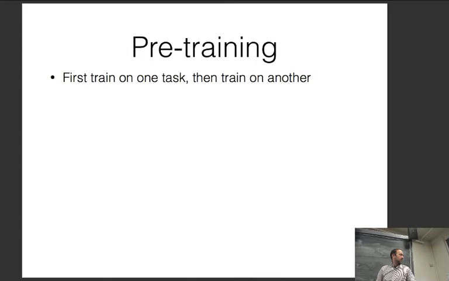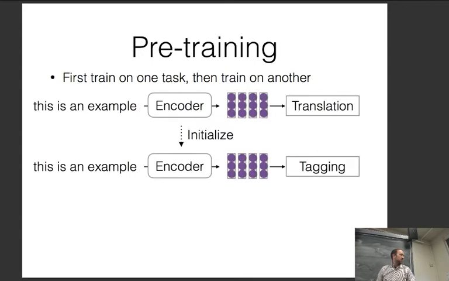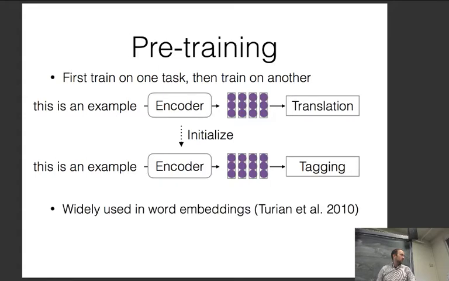So first train on one task, then another, like this. So train on translation and then do tagging. This is most widely used in word embeddings. Turian et al. in 2010 showed that this is an extremely useful way of doing transfer to a bunch of different tasks. And I think they evaluated it on 3 or 4 different tasks and showed that word embeddings were useful there.